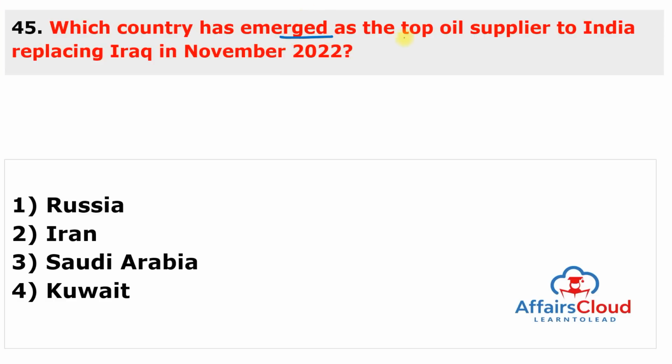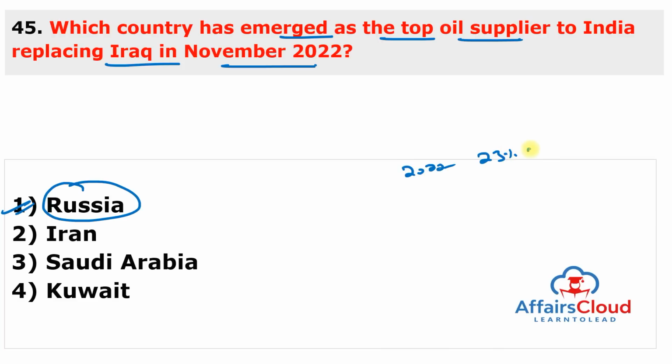Which country has emerged as the top oil supplier to India, replacing Iraq in November 2022? And this country is one and only Russia. Answer of this question is 1. So Russia has for the first time emerged as the top oil supplier to India, replacing Iraq, as refiners in November 2022 with 23% share.